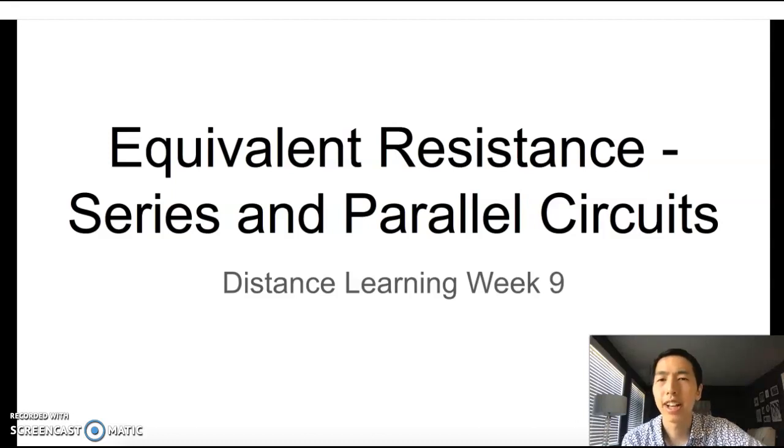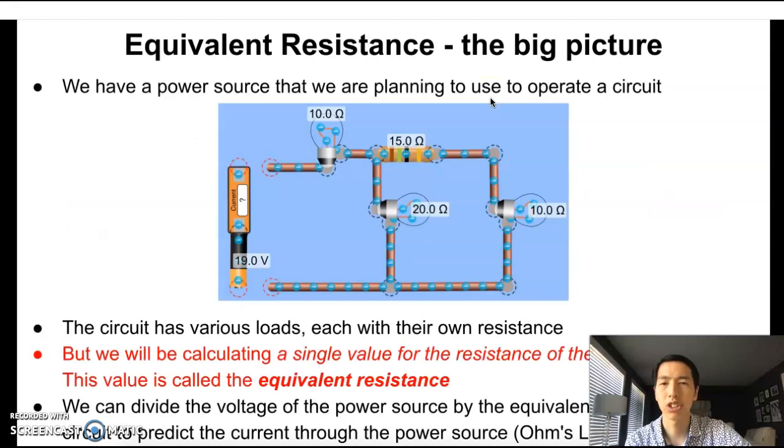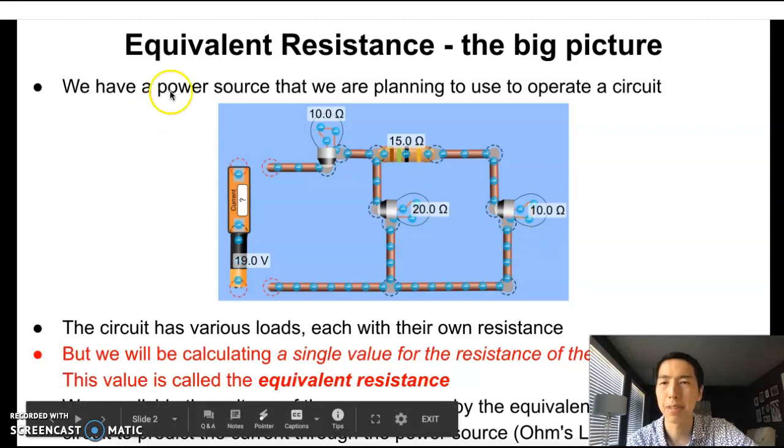So for the next two lessons, the topic is called equivalent resistance. For this lesson, I'm going to focus on strictly series circuits and strictly parallel circuits. And in the next lesson, we'll do mixed circuits. First of all, this is actually a mixed circuit here, but I'm going to use it to try to explain what I mean by the term equivalent resistance.